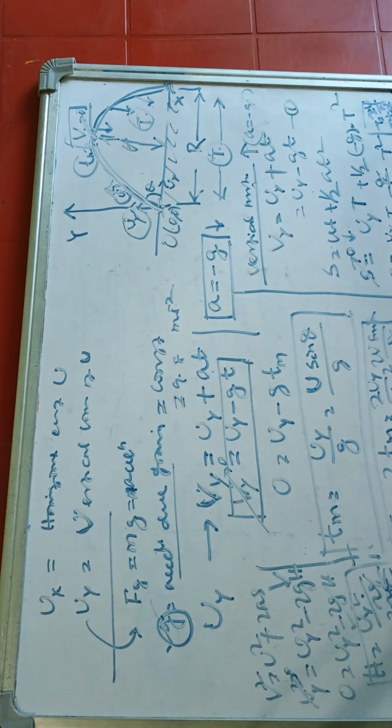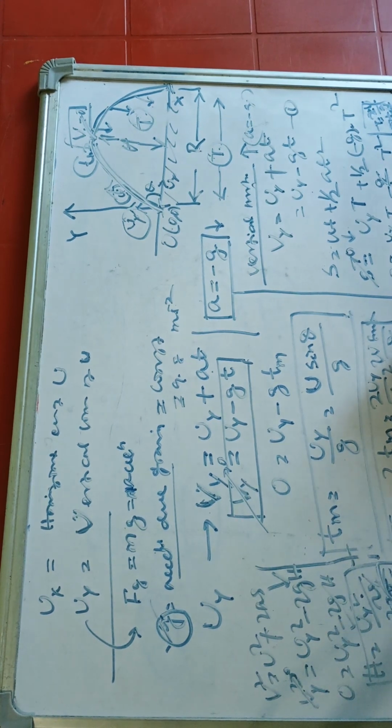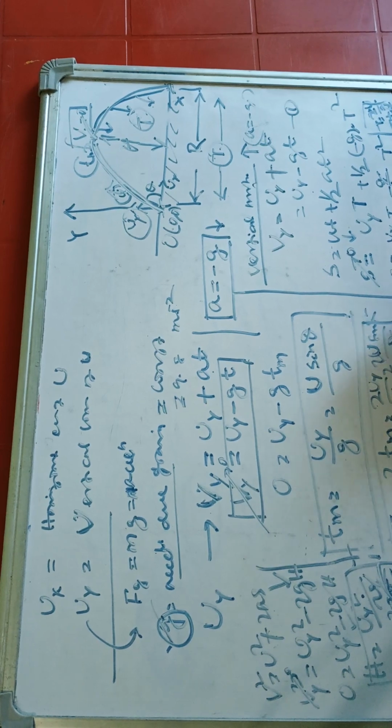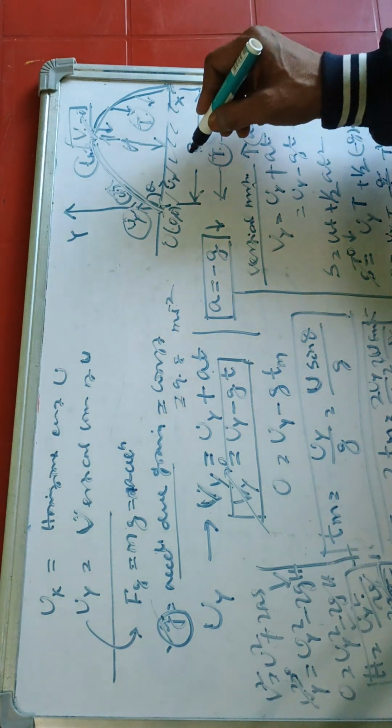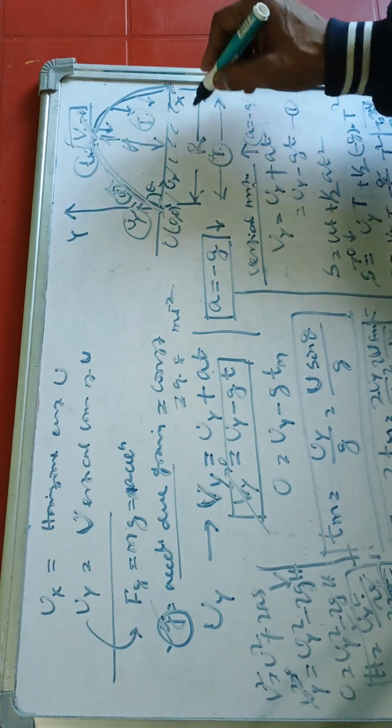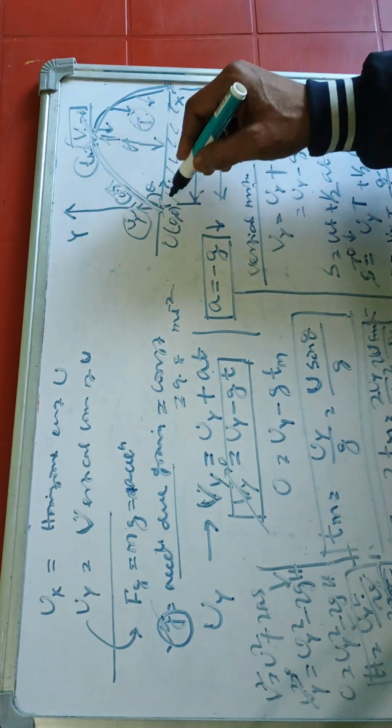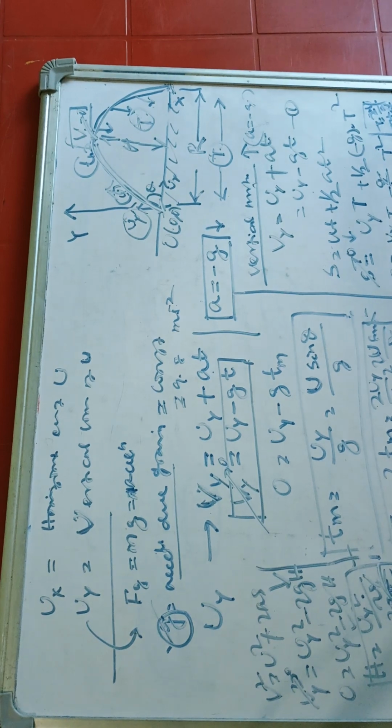Now I have three equations. One is the equation for maximum height, which is equal to u square sine square theta by 2g. That is the time of flight, 2u sine theta by g. And another one is the maximum horizontal distance it will cover until it touches the ground from the point it is thrown.